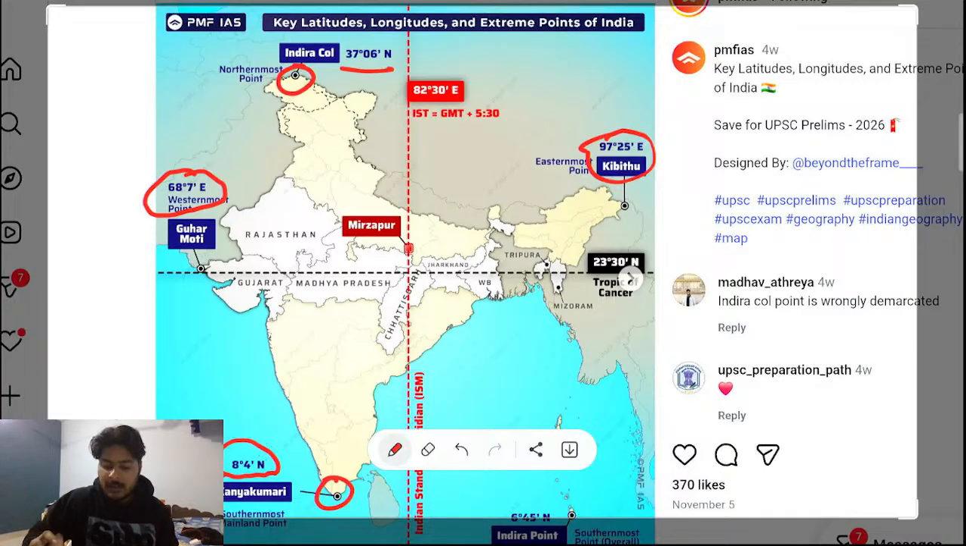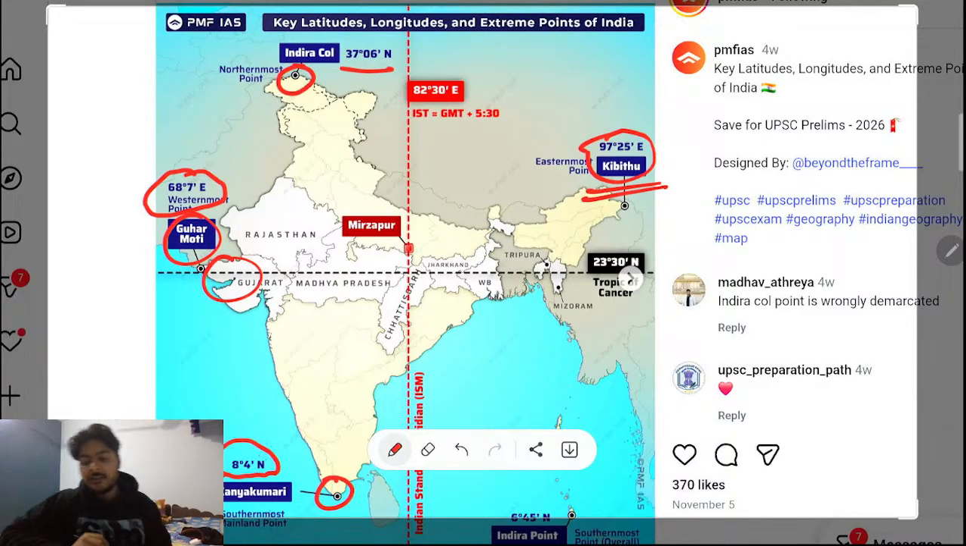Next I'll talk about the east and west extension. The east and west extension of India lies from Guhar Moti to Kibithu. Guhar Moti is in Gujarat, and Kibithu is in Arunachal. So Guhar Moti to Kibithu is the western and eastern extension, and Indira Col to Kanyakumari is the north and south extension. Okay?